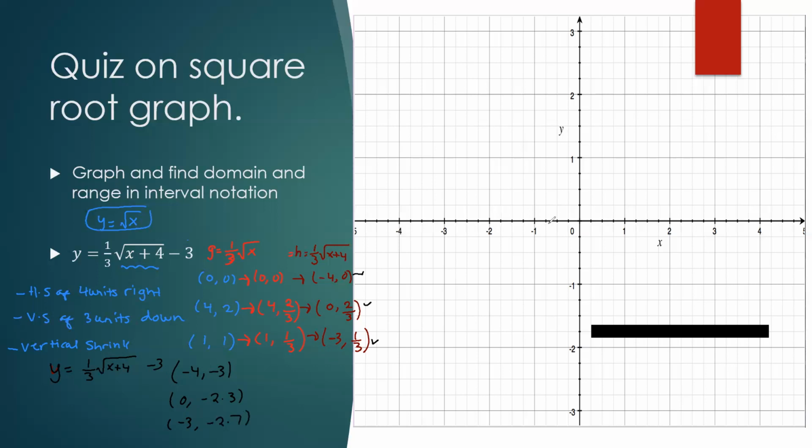Okay, so let's plot it. Keep in mind we're in increments of 1. So negative 4, negative 3 is 1, 2, 3, 4 to the left, down 3. Then 0, negative 2.3 is 0, and then negative 2, and 0.3 more would be a little above there, not exactly halfway. And then negative 3, negative 2.7. So it would look something like this, slowly increasing slightly.